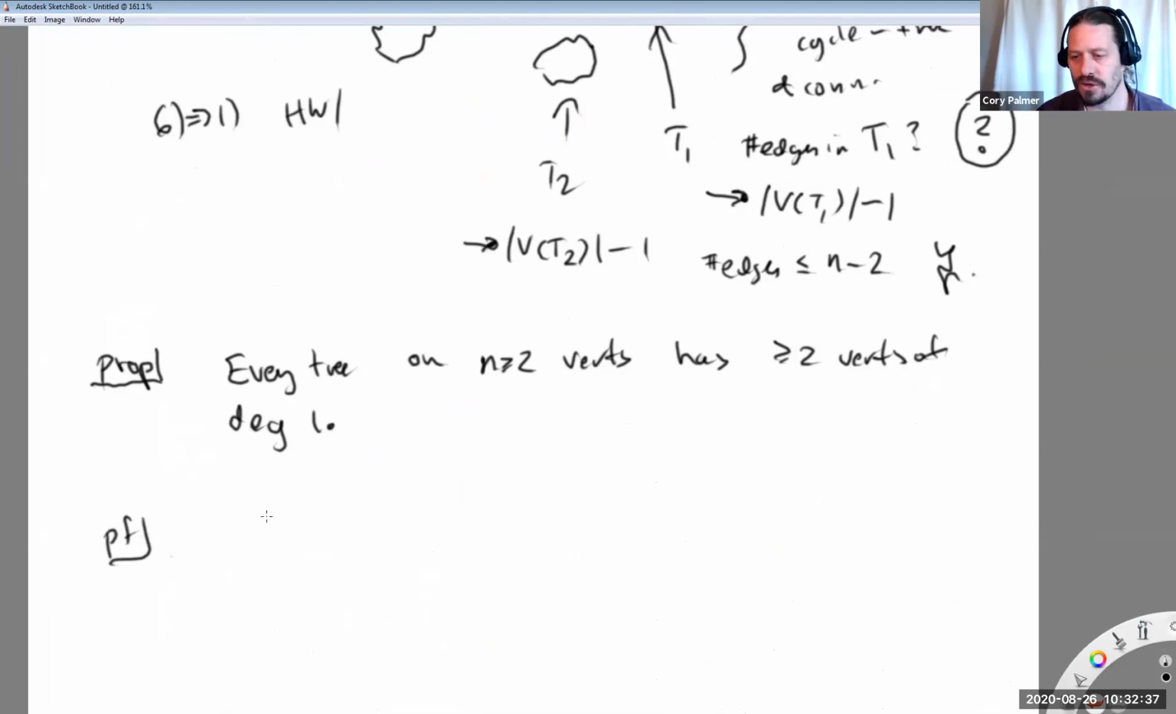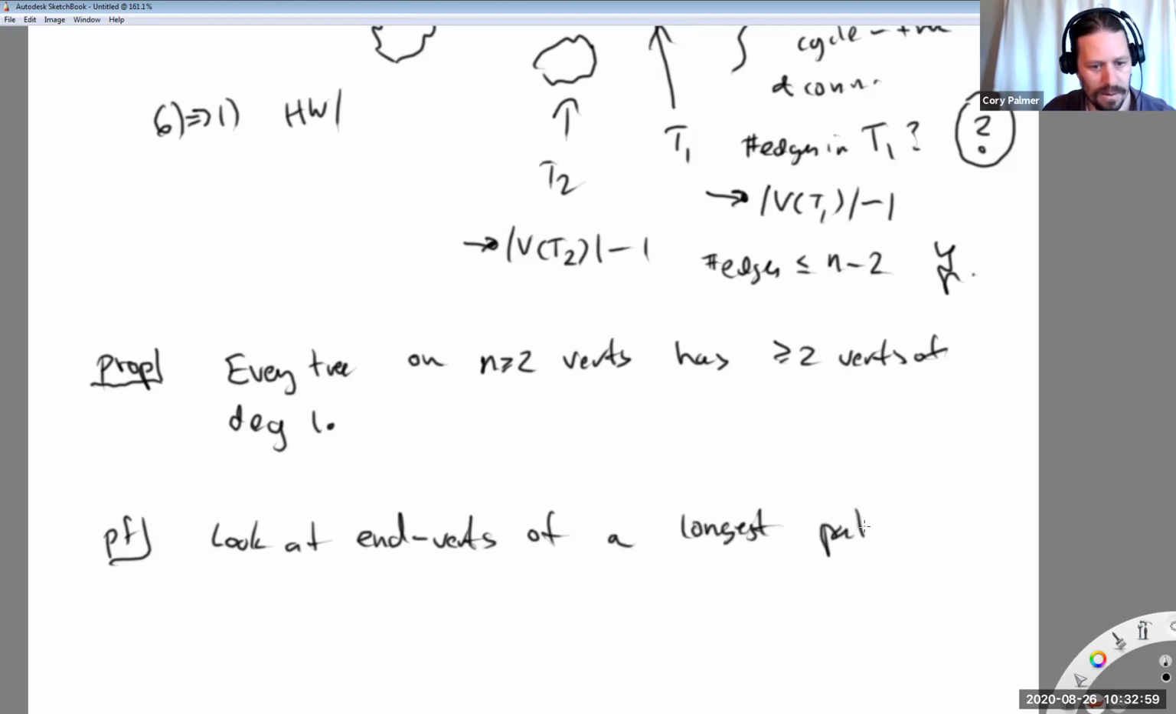You can try things like, well, if you can find one, then walk along it until you terminate, and you can argue that that's got to be a vertex of degree 1. But let's use our max-min substructure technique here. So look at the end vertices of a longest path. Okay, so we look at a longest path and look at the end vertices of that longest path. And we're working in a tree here.